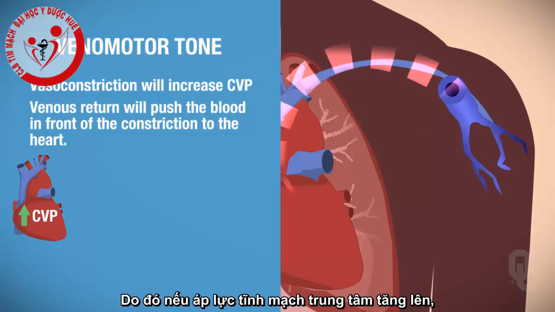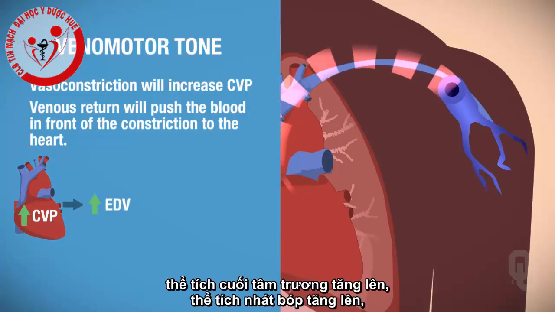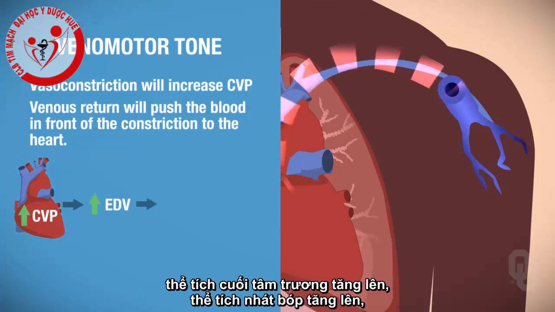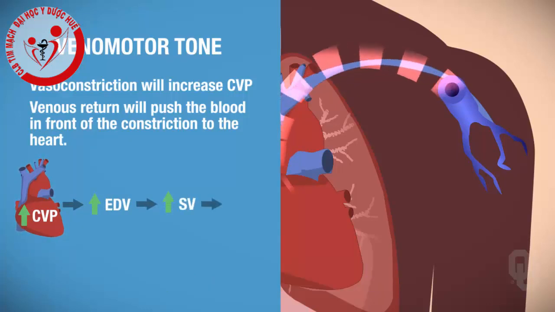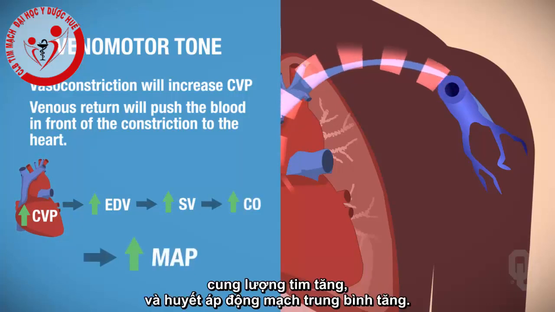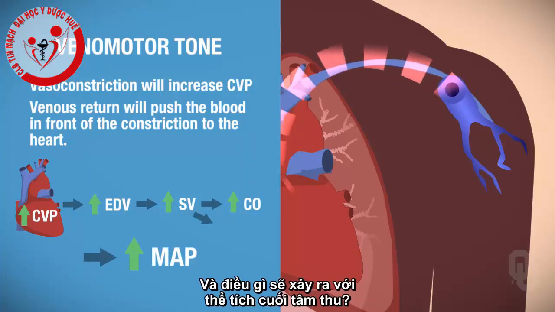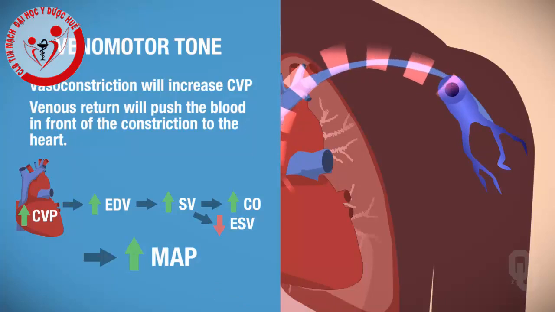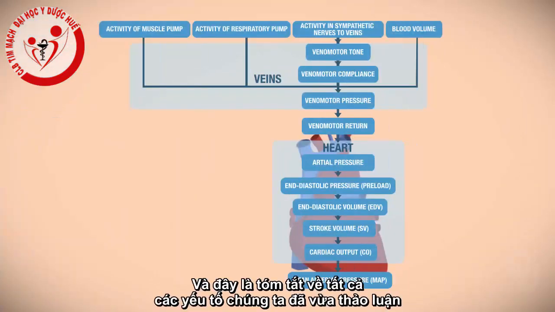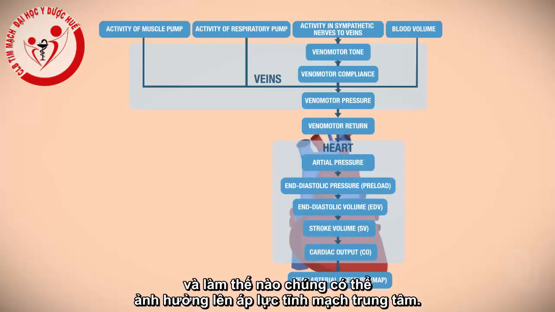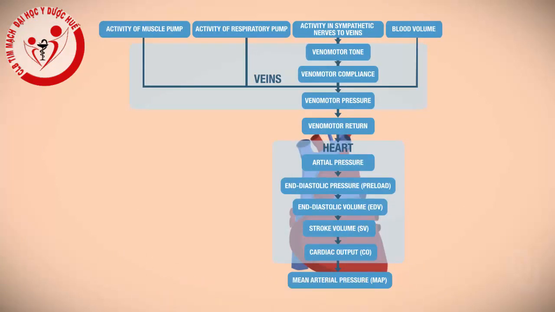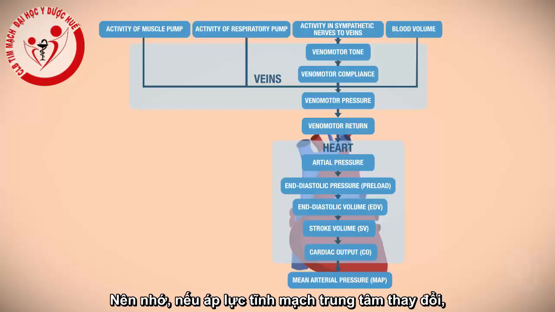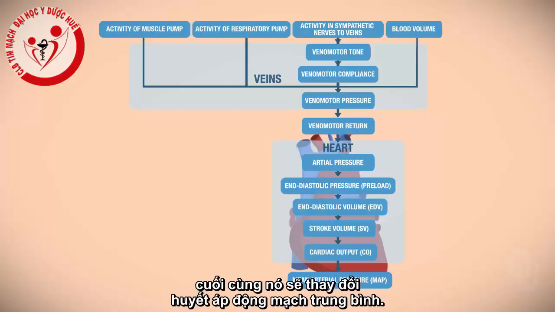So if your central venous pressure goes up, end diastolic volume goes up, your stroke volume goes up, cardiac output goes up, and MAP goes up. And what happens to end systolic volume? It goes down. All right, so here's a summary of all the factors that we just talked about and how they can affect central venous pressure. Remember, if central venous pressure is altered, this will ultimately alter the mean arterial pressure.